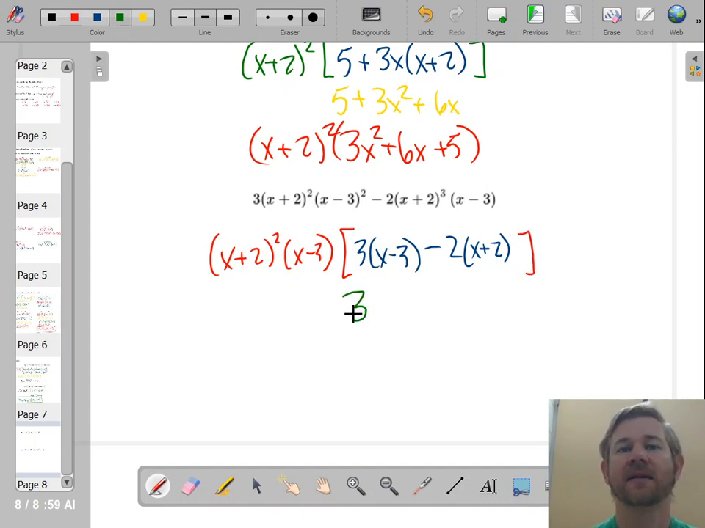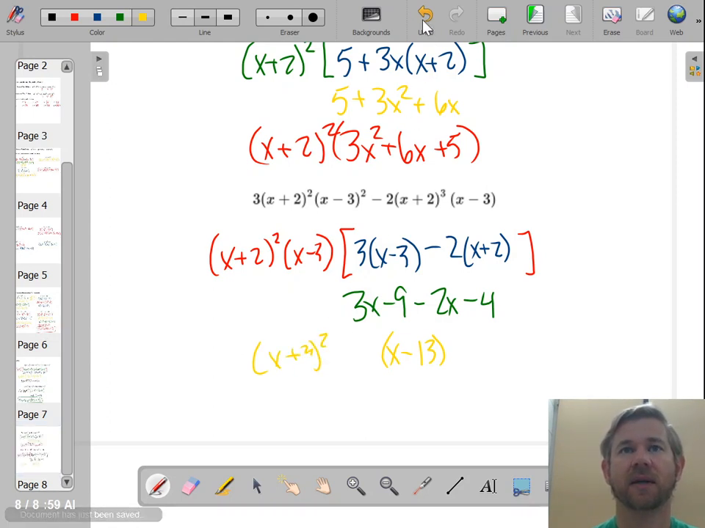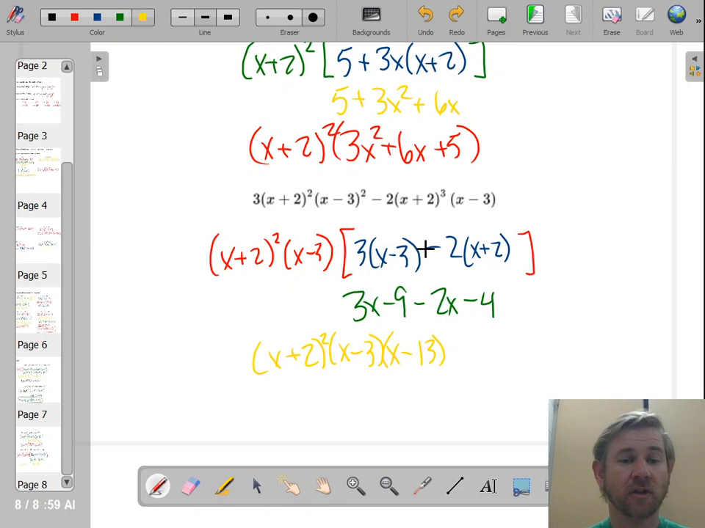Simplify the inside. 3x minus 9 minus 2x minus 4, which is x minus 13. And then I just have x plus 2. Ooh, what happened there? (x plus 2) squared times (x minus 3). And there you go. That's completely factored. So those are factoring out binomials.